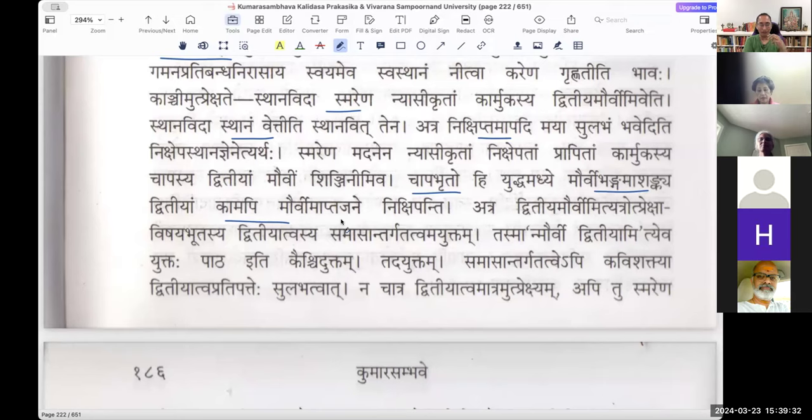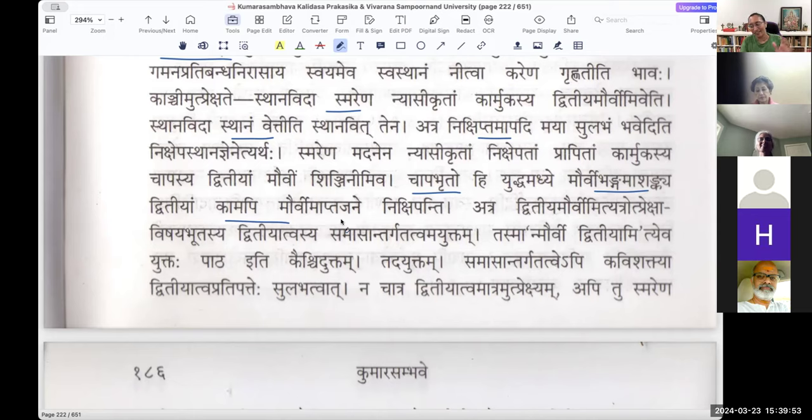Another second bowstring, aptajane nikshipanti: they place it in safekeeping with someone who is very close to them, a very trustworthy person. Atra tu devi eva tatra nyasi krita. So Devi, nobody else can be a better safe deposit person here for it.